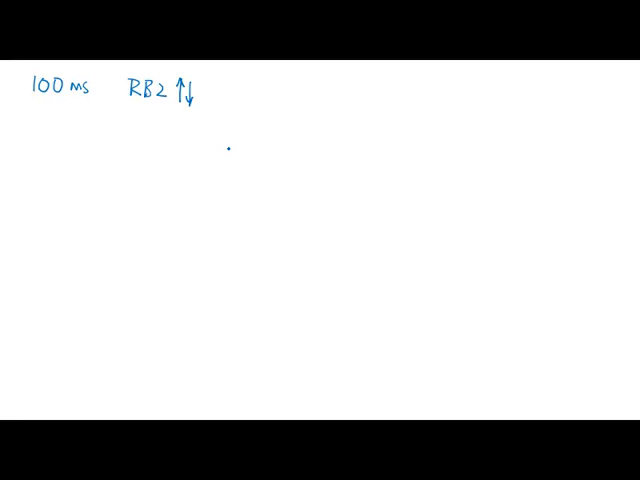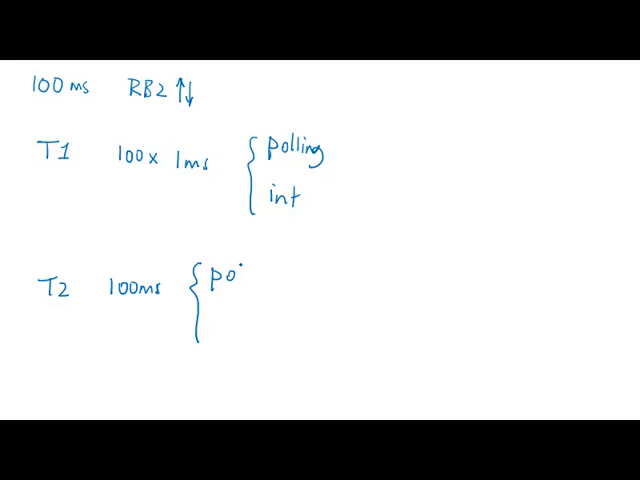And what I'll do is I'll set up T1 to give me 100 times 1 millisecond delay. And I'll do polling and interrupt. And also I'll do T2, which I set up as 100 milliseconds, and it happens only once. And I'm going to do it both in terms of polling and also in terms of interrupts.